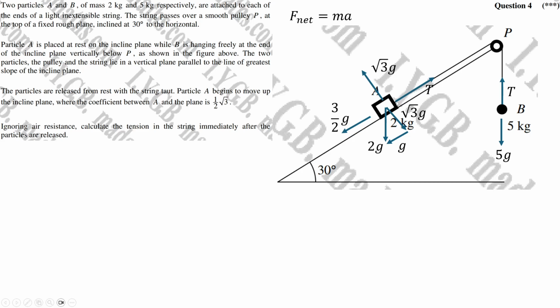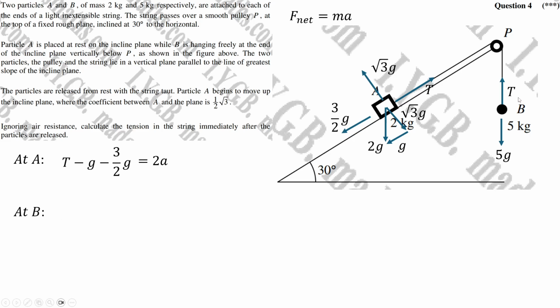Okay, so if we have a look at A, and we just have a look at resolving the forces in this diagonal direction, we can say that T minus this g here, because this g is acting in that same parallel direction but in the opposite way. So it's T minus g minus 3 over 2g as the net force. And that equals mass times acceleration, where the mass is 2 and acceleration is just a. We don't know what that is. And then at B, this is moving down.